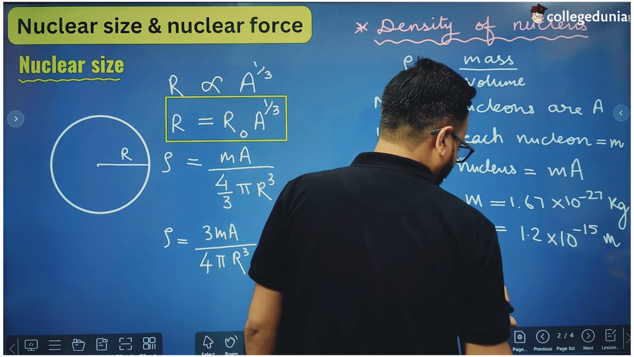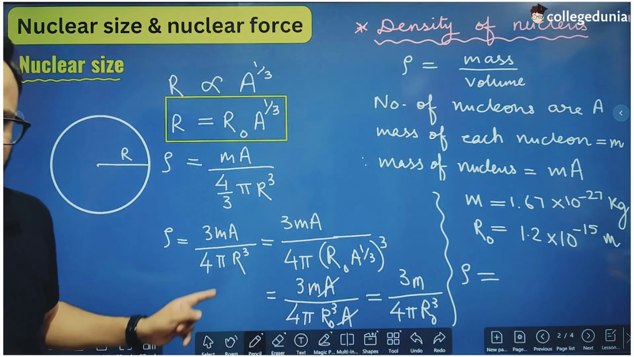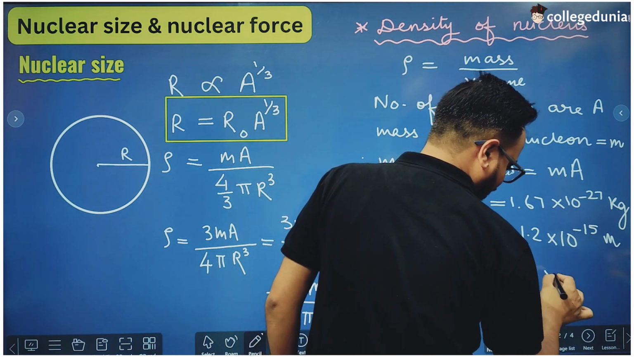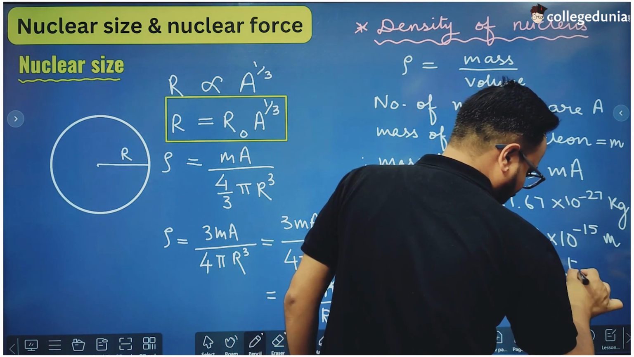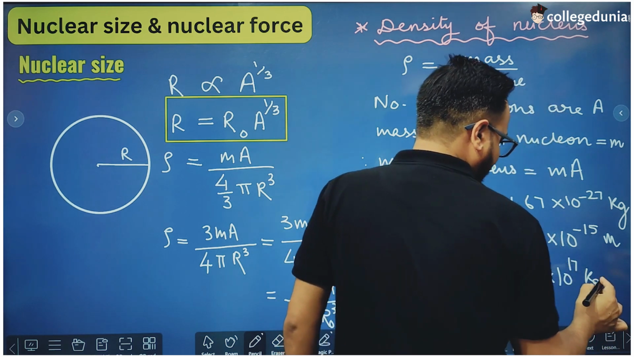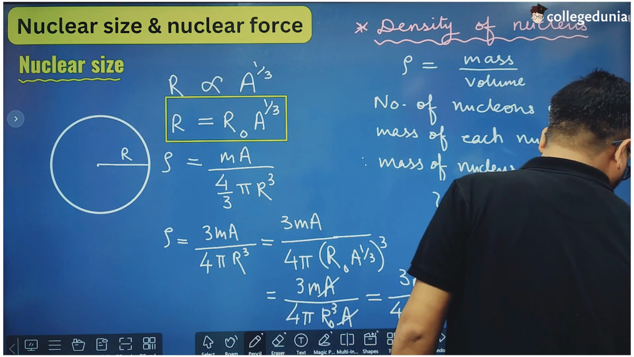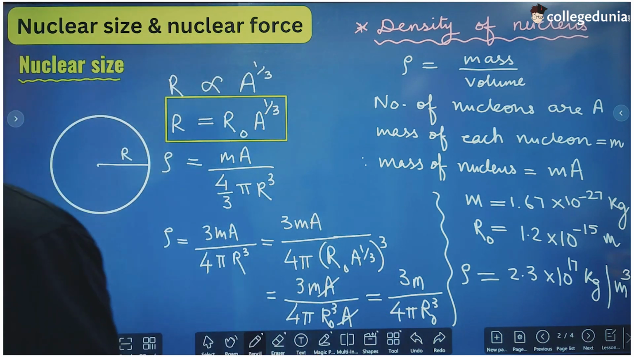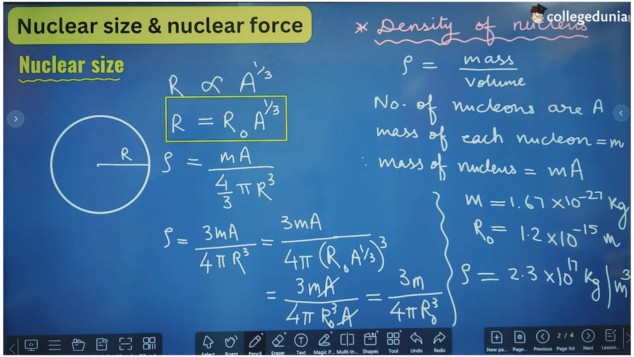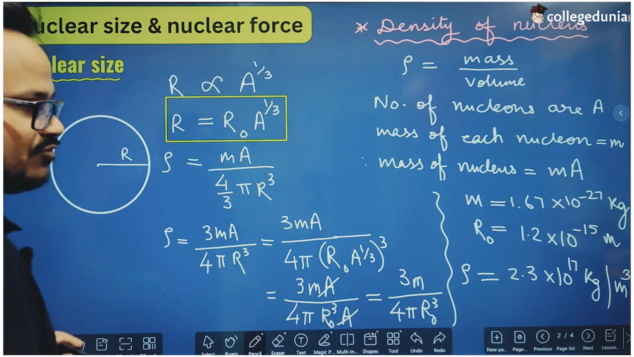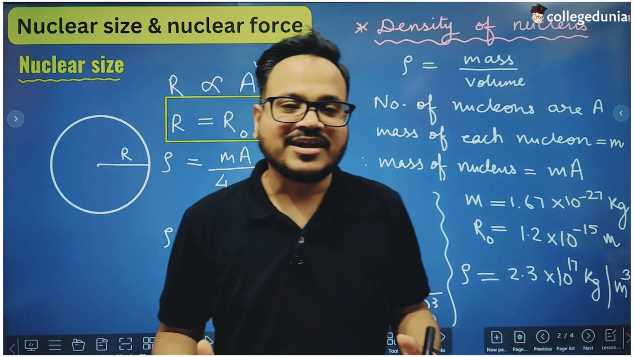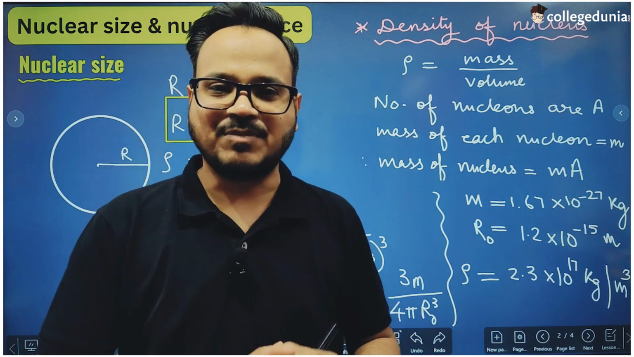If we put these two values and calculate, this is 2.3 into 10 raised to power 17 kg per meter cube, which is very high. This means that the nucleus is very dense, right? What is the density of water? The density of water is 1000 kg per meter cube.